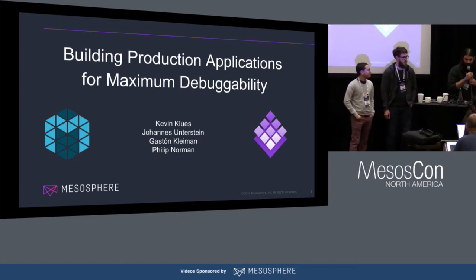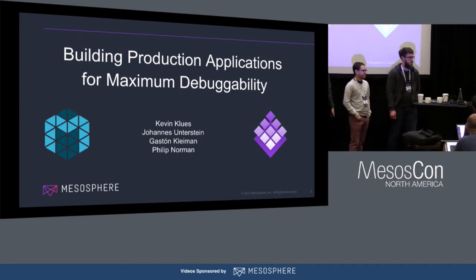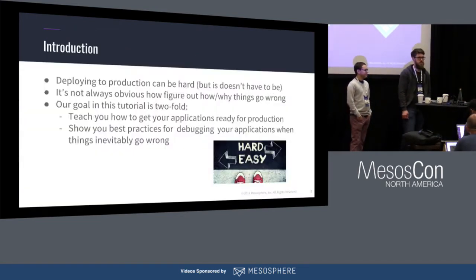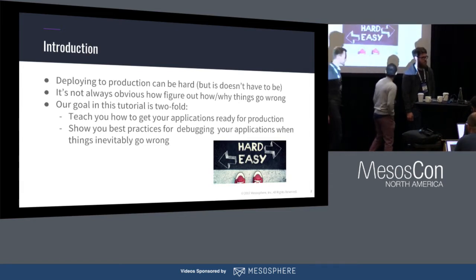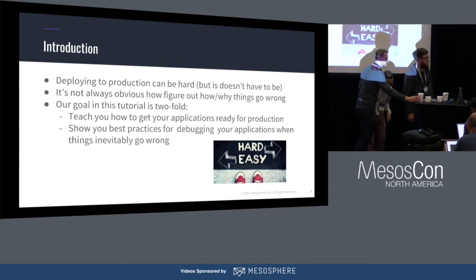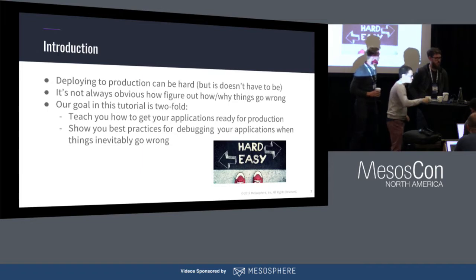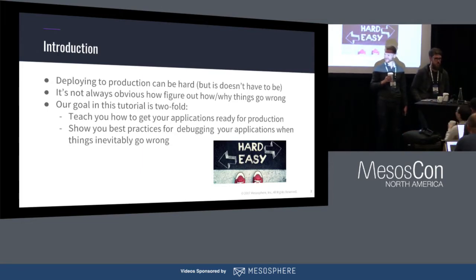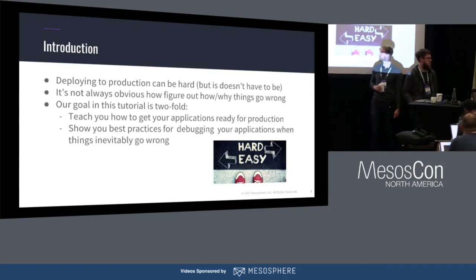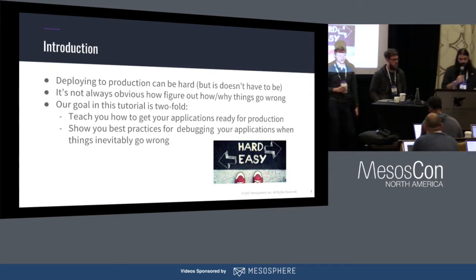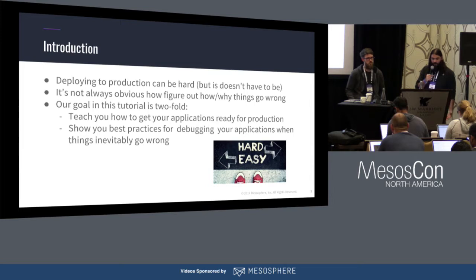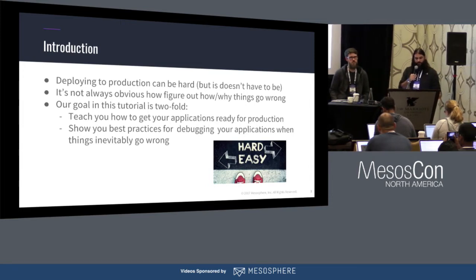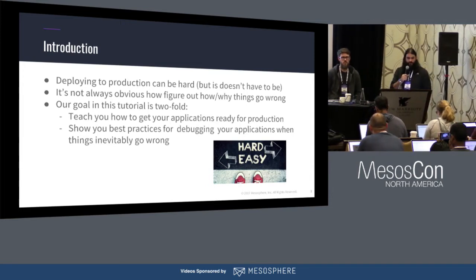I think the feedback was coming from that other microphone, so I'm going to see how I do with this one. So just a quick intro before we jump into the main topics. As most of you probably know, deploying to production can be pretty hard when you're trying to run something on as sophisticated a system as Mesos and all the other moving parts that come along with that. But it really doesn't have to be. And when you do finally get to the point of deploying something into production, if things go wrong, it's not always obvious how to deal with those problems.